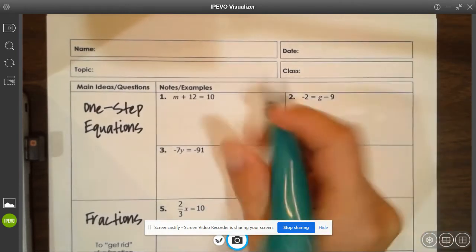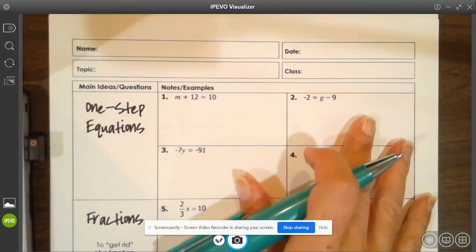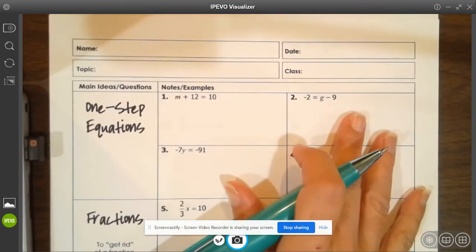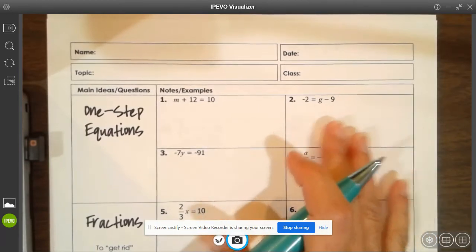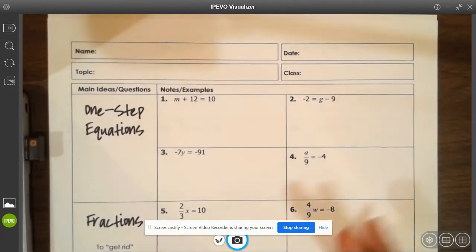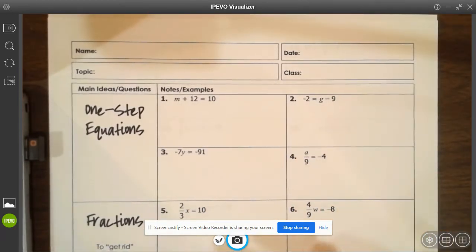Anyway, let's start with one-step equations. These are some examples of one-step equations. Remember that we're going to be using the opposite operation to undo an operation. The opposite of division is multiplication. The opposite of multiplication is division. The opposite of addition is subtraction, and the opposite of subtraction is addition. So if you add two numbers and then subtract two numbers, you get to the same spot.